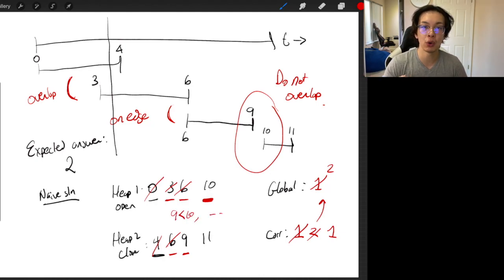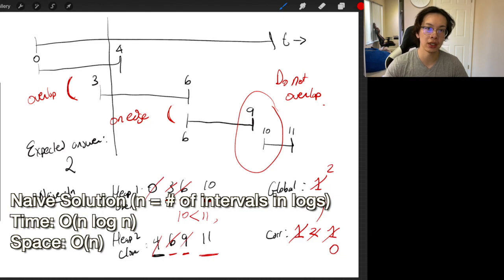This algorithm runs in order n log n time for the sorting and order n for the iteration. So, our algorithm comes out to order n log n in runtime. The space complexity is order n space, because we must iterate through every single interval.